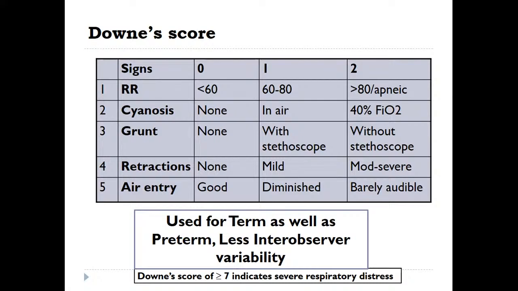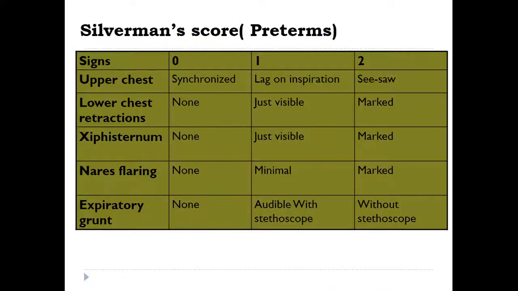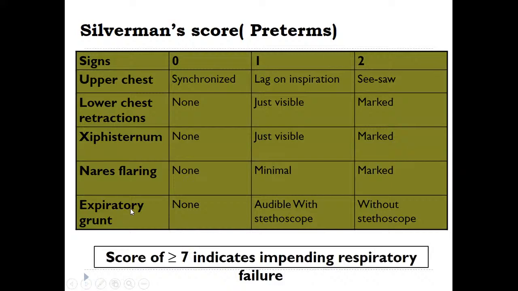There is also the Modified Downes score, where along with these parameters, gestation is also assessed. Lower gestation will have a higher score and higher gestation a lower score. With this modification we can use the score more for preterm babies. The Silverman score is usually used for preterm babies. We have 5 parameters: upper chest retraction, lower chest retractions, xiphoid retraction, nasal flaring, and expiratory grunt. Anything more than 7 suggests impending respiratory failure.